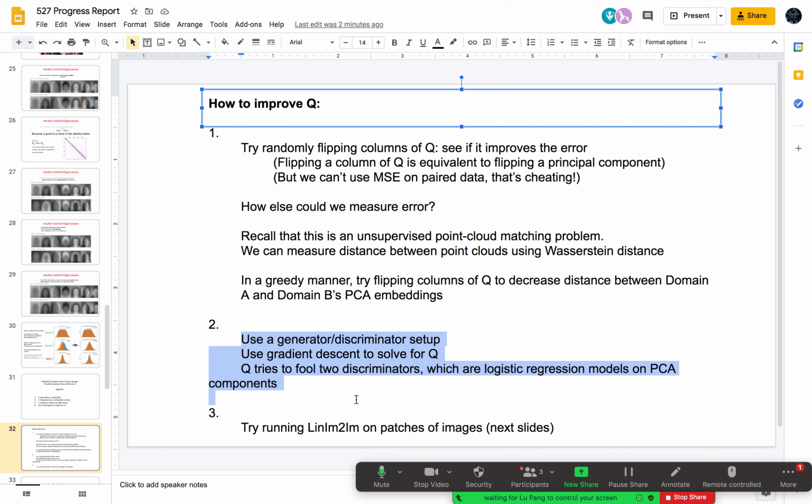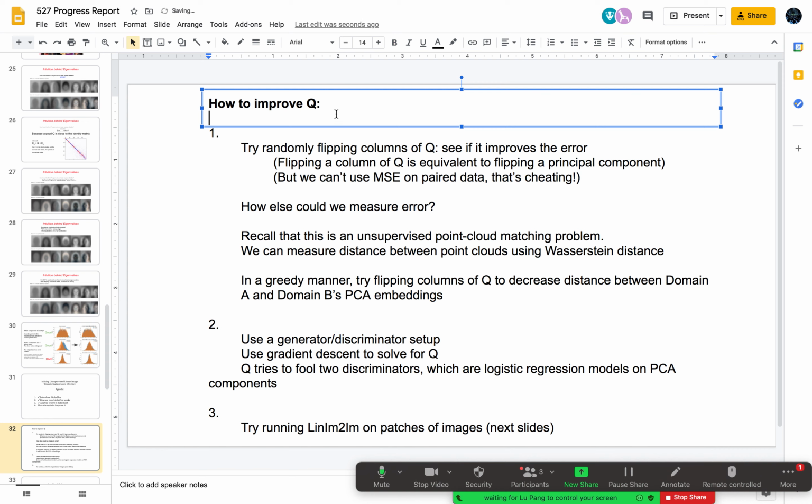A second proposal that we'll try to use to improve Q, if the first one doesn't work, is that we're going to try using a generator and discriminator setup. Remember how this algorithm tries to mimic CycleGAN? Well, how could we get error? We could get error from discriminators. And so we're going to have two discriminators that will be battling Q. We're going to try to adjust Q. Q will be the generator, essentially, and we're trying to use Q to fool two discriminators. These discriminators will be weak enough that they can learn to Q and not destroy the gradient.